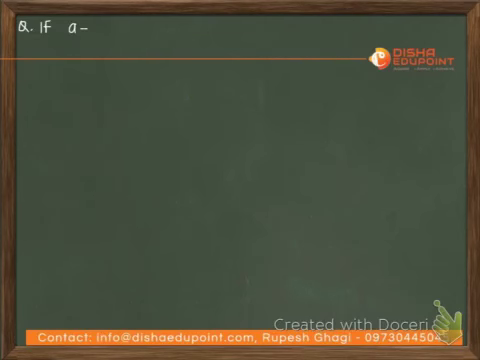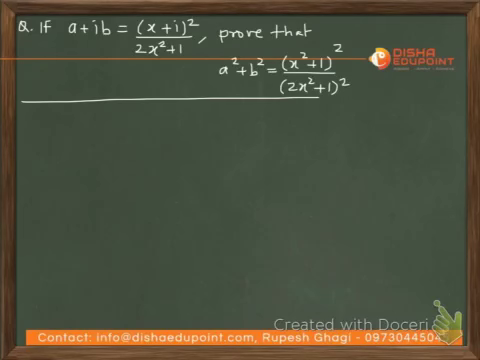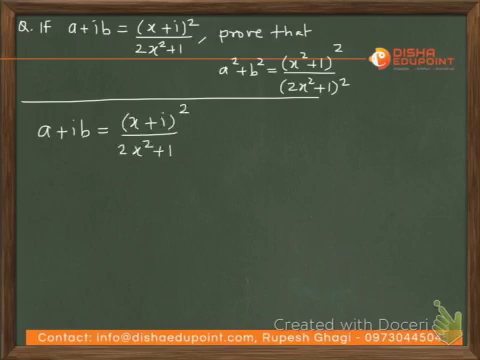Let's try to solve one more example here. If a plus ib is equal to (x plus i) whole square divided by (2x square plus 1), then prove that a square plus b square is equal to (x square plus 1) whole square upon (2x square plus 1). Now how to solve this? See, a plus ib is equal to (x plus i) whole square divided by (2x square plus 1).